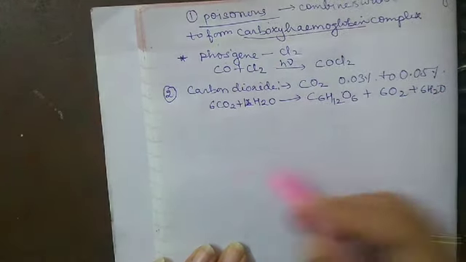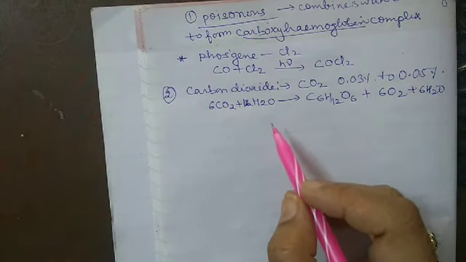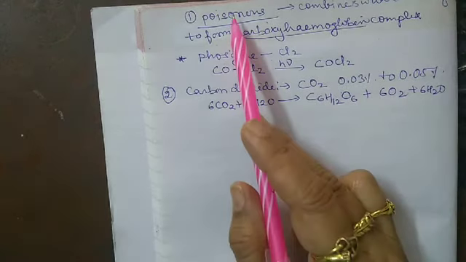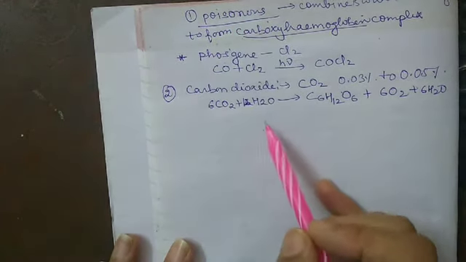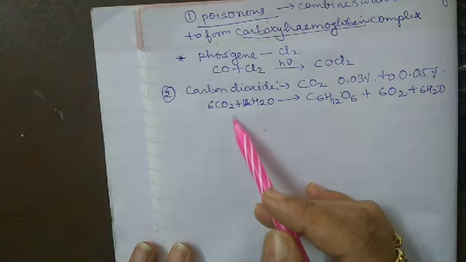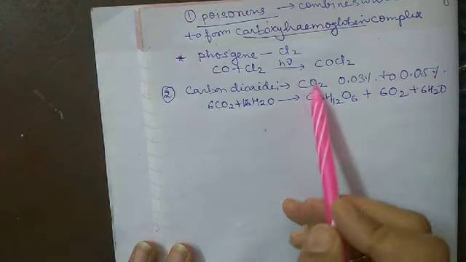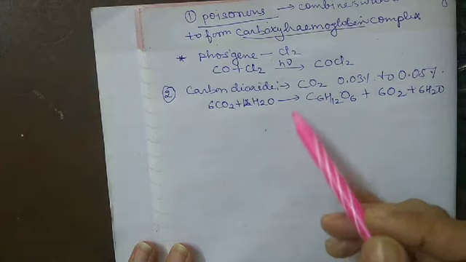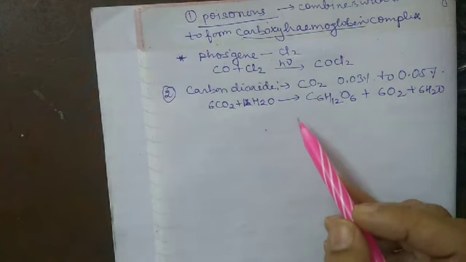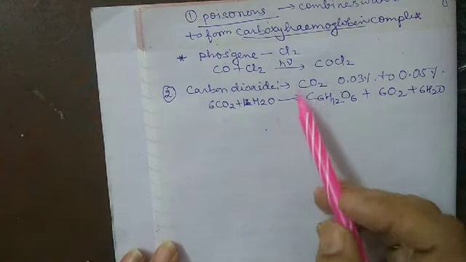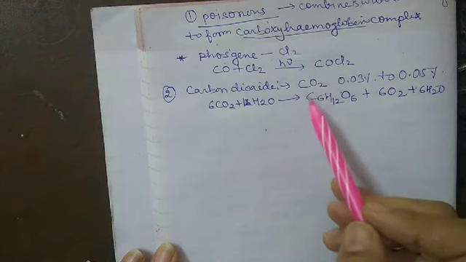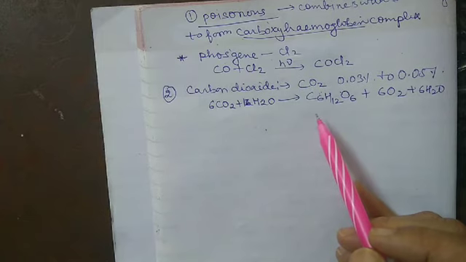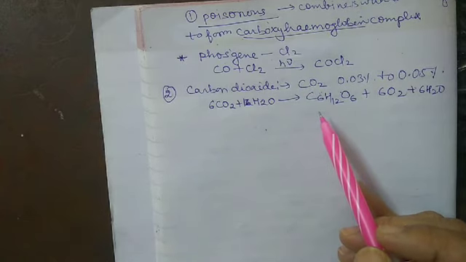And unlike carbon monoxide, carbon dioxide is non-poisonous. We know that carbon monoxide is poisonous, but carbon dioxide is not. But if the concentration of carbon dioxide in the atmosphere increases, by combustion of fossil fuel or anything else, the greenhouse effect increases, which raises the temperature of the atmosphere. When the temperature of the atmosphere is raised, it causes global warming.